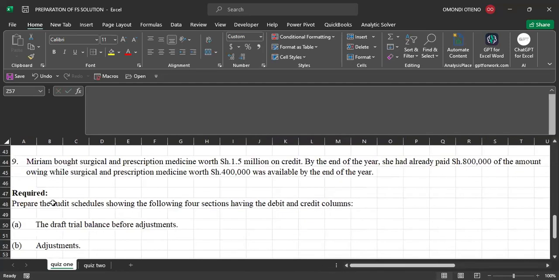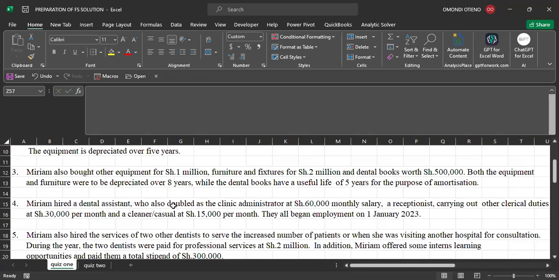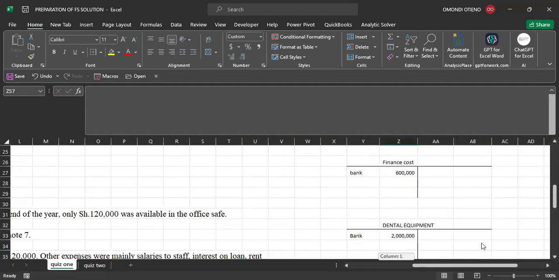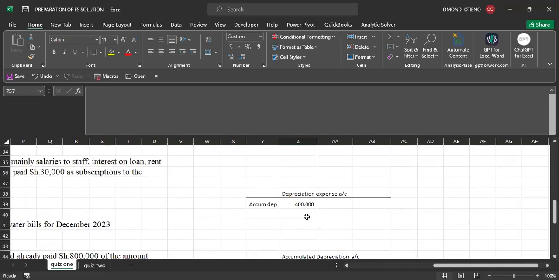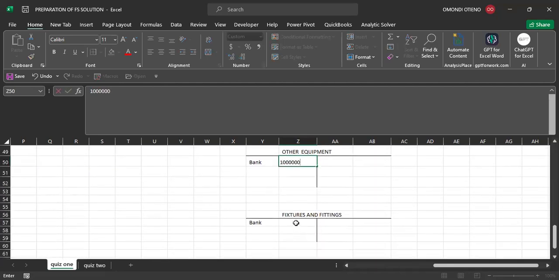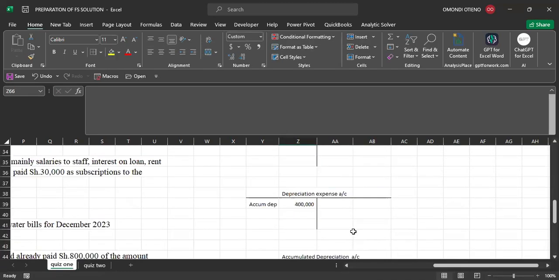Other equipment. Number 3: Miriam purchased other equipment for 1 million, fixtures and fittings for 2 million. Right? All these items are affecting the bank account, and of course dental books, 500,000. So I simply go to my bank.